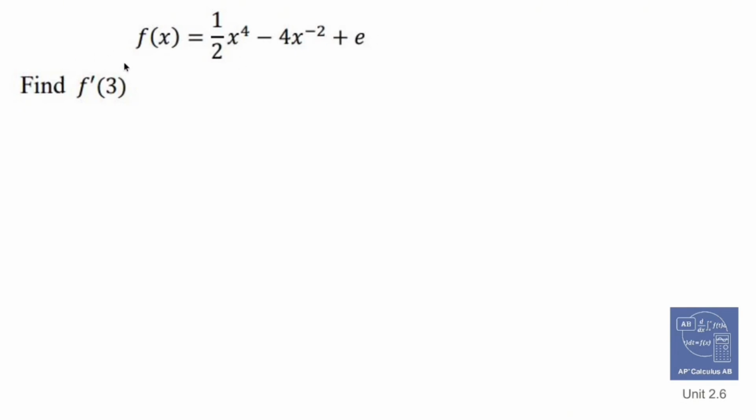You are given f of x equals 1/2 x to the 4th minus 4x to the negative 2 plus e, and my job is to find f prime of 3. Well, this is going to use the power rule not once, not twice, but thrice, kind of. The power rule says that if I were to take the derivative of something in the form of some number that I'll call c x to the nth power, I'm going to drop down that n and get n times c of x to the n minus 1. So you drop your exponent down, multiply it to the number that's already there, and take 1 away from your exponent.